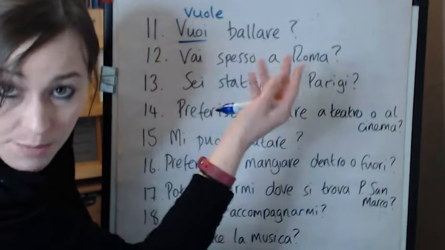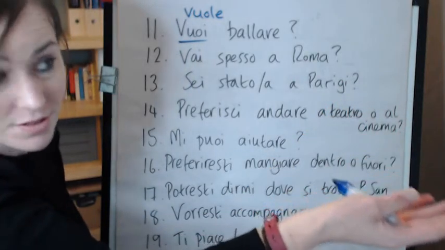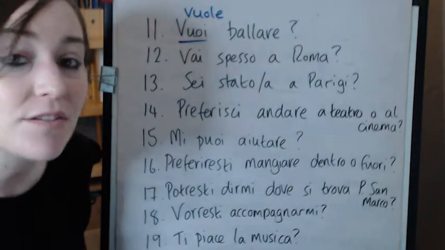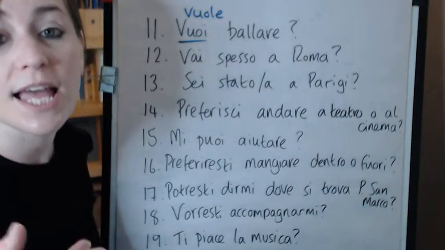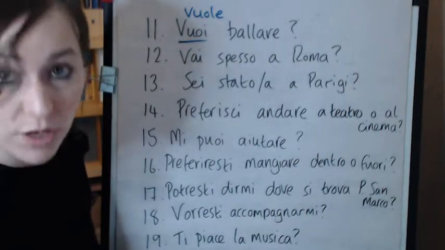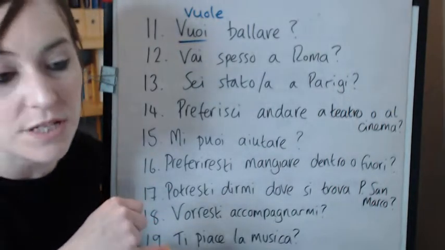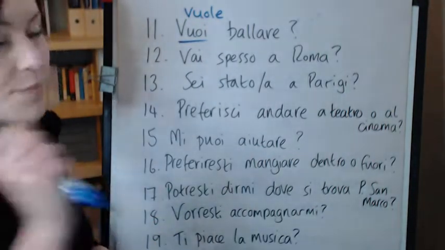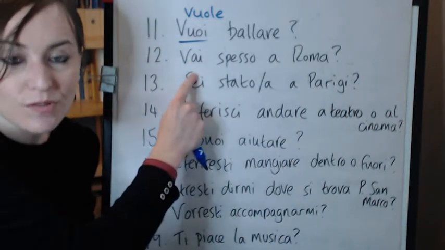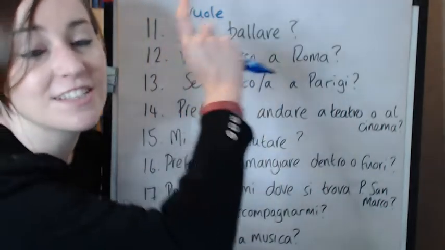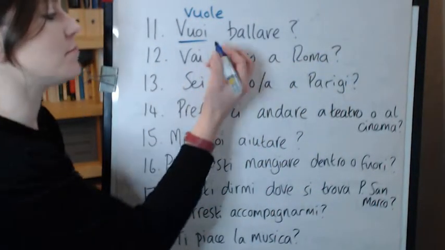Tu vuoi ballare? Vuoi ballare tu? Do you want to dance? Okay, you can clarify using the subject pronouns. Subject pronouns are io, tu, lui, lei, noi, voi, and loro. There's loads of stuff going on in this lesson. I'll try and make some notes of it underneath, but the main thing is asking questions, changing the verb from the tu informal form of the singular to the lei, third person singular. Vai becomes va.